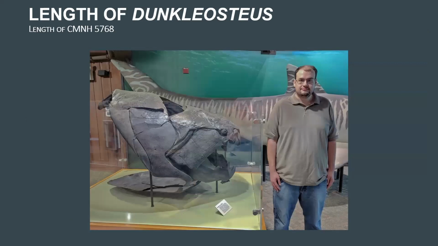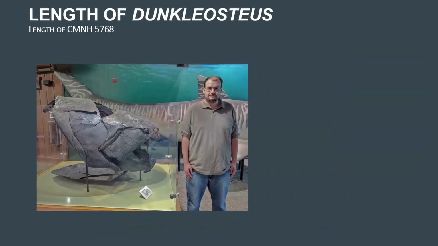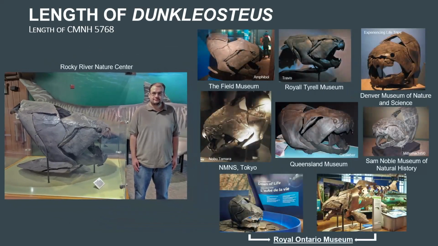So now we're going to pass to Dunkleosteus terrelli, and we're going to specifically focus on this specimen. This is CMH5768, also known as that one you see everywhere. This is the big head they have at the Cleveland Museum of Natural History, and there are numerous casts of this specimen scattered all throughout the world. There's probably 30 to 40 casts of this. Most major museums have one, and the Royal Ontario Museum actually has 2 for some reason.